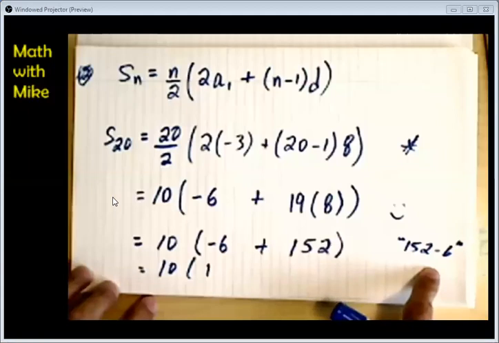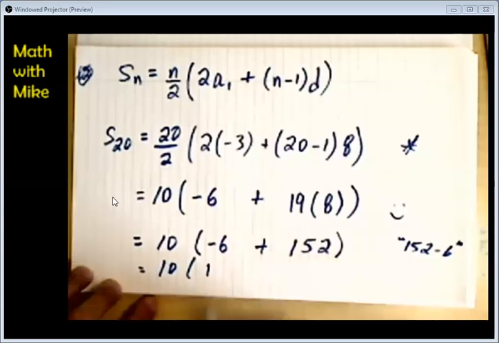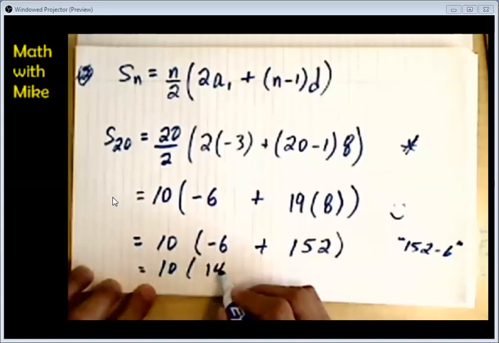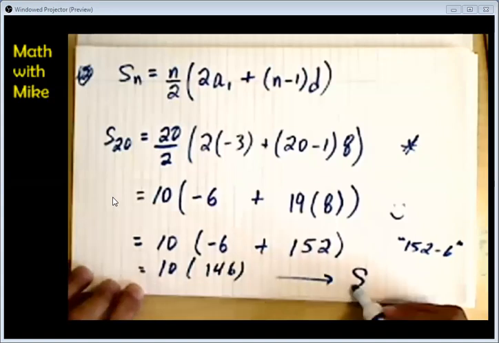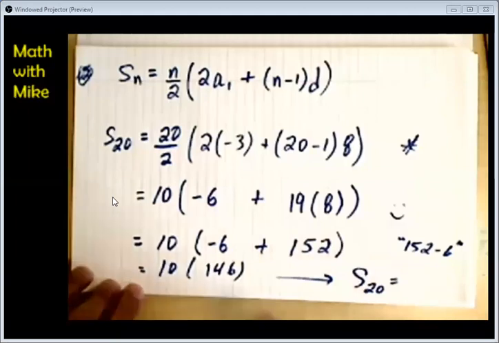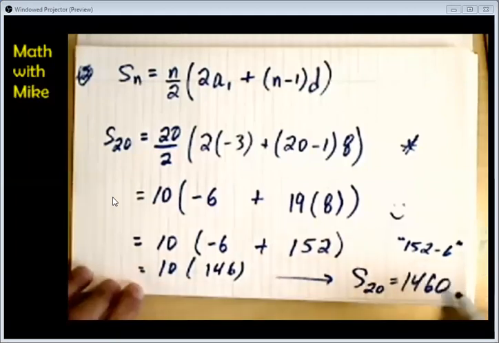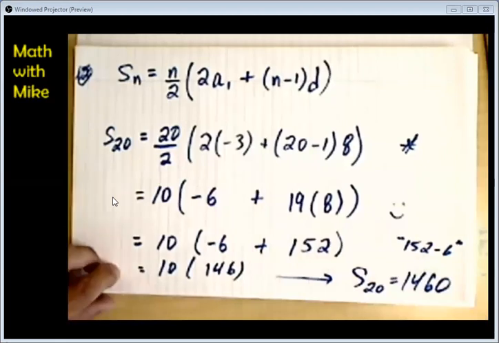So what is it? 46. Okay, good. Final answer. I'm just going to squeeze it here so it's all on one page. Remember, just an extra 10 at the end now. 1460. Yeah, good. Okay. How are you guys feeling with that?